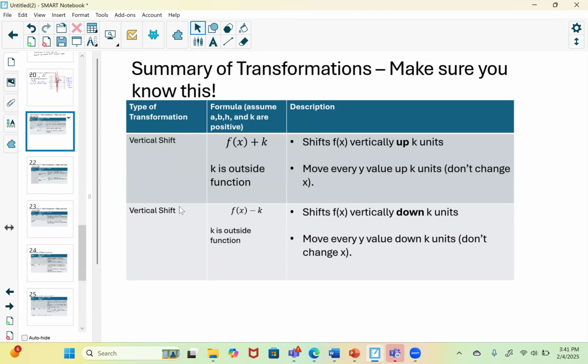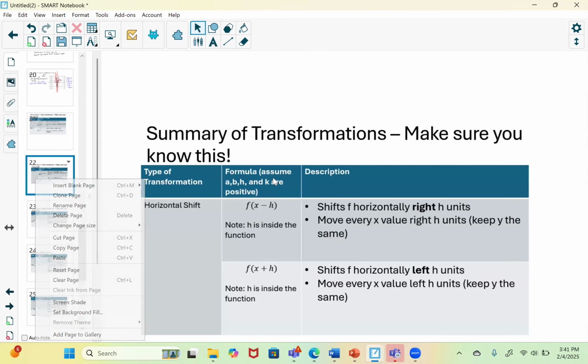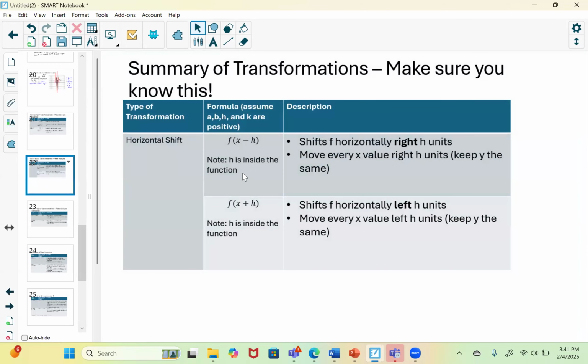Don't change x again. If it's inside, and we often call it h, it shifts the graph horizontally. If it's minus, it's right. If it's plus, it's left. So we move every x value right if it's minus, and every x value left if it's plus.